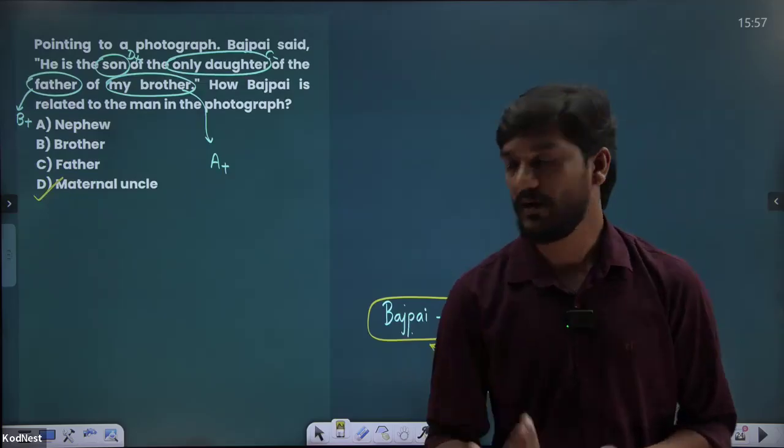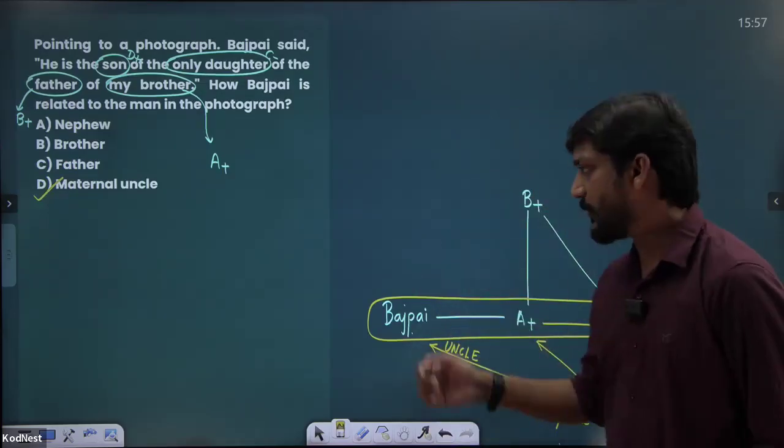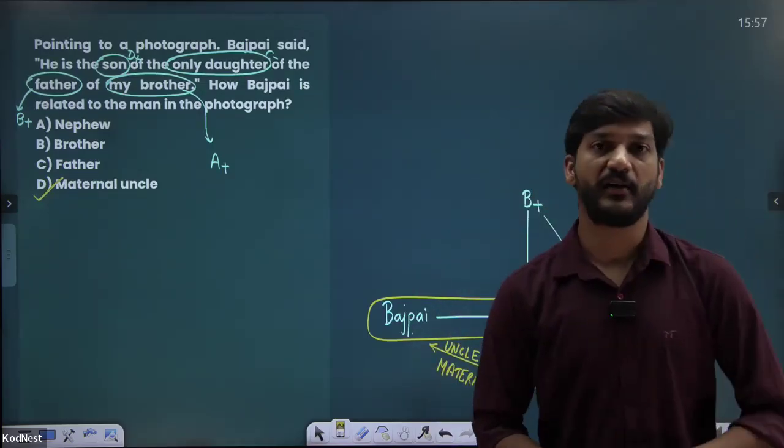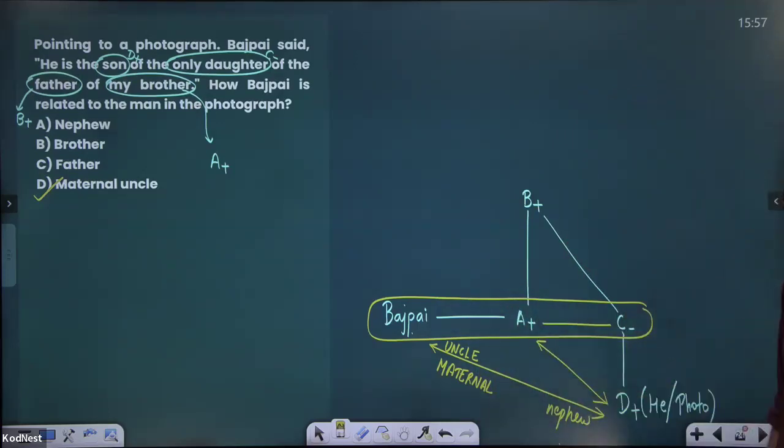So this way, one by one, we have to draw the diagram from the statement and then find the missing relations. Okay, understood or not? Please see.